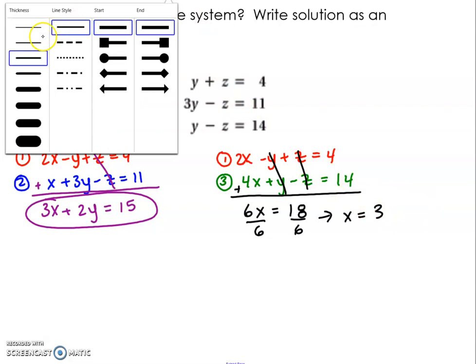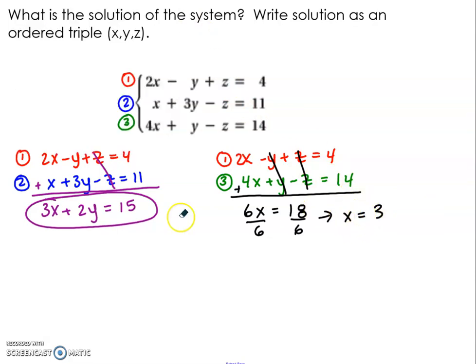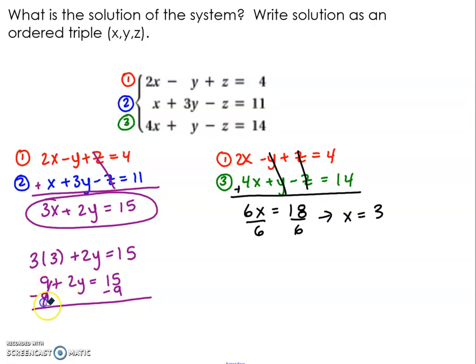So now what I'm going to do is I'm going to take the x that I got and I'm going to plug it into that new equation I created. So I'm going to solve for y. So I'm going to have 3 times x, which is 3, plus 2y equals 15. So I'll have 9 plus 2y equals 15. I'm going to subtract the 9. 2y is going to equal 6. I'm going to divide by 2. So I'm going to get that y is equal to 3.